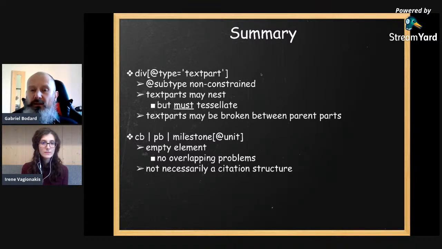Or if there isn't already an element in TEI for the kind of break you're talking about, such as the block break that we used in our example, you can use the element milestone, which is the generic version of line break, column break, page break, etc. And you simply give it a unit to say what kind of break you're talking about. This is an empty element, so it doesn't cause any problems with overlapping, and it doesn't need to be part of the citation structure of your edition.